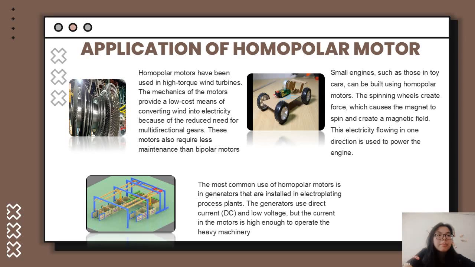Besides, the homopolar motor is also used in a generator that is installed in electroplating process plants. The generator uses direct current and low voltage, but the current in the motor is high enough to operate the heavy machinery.